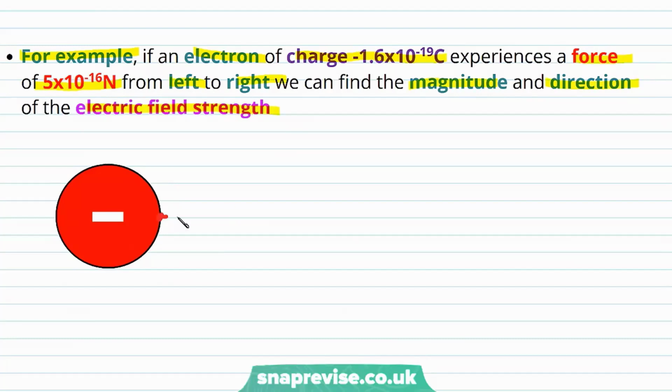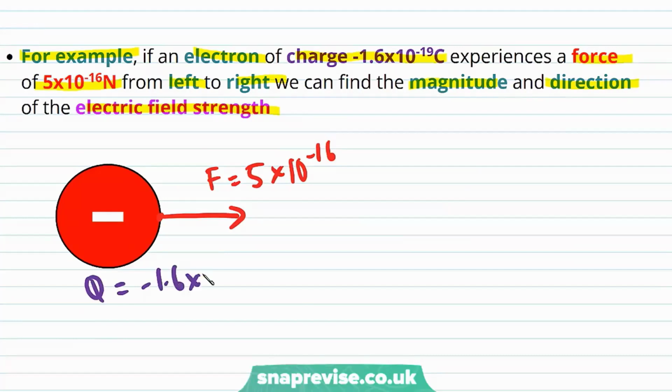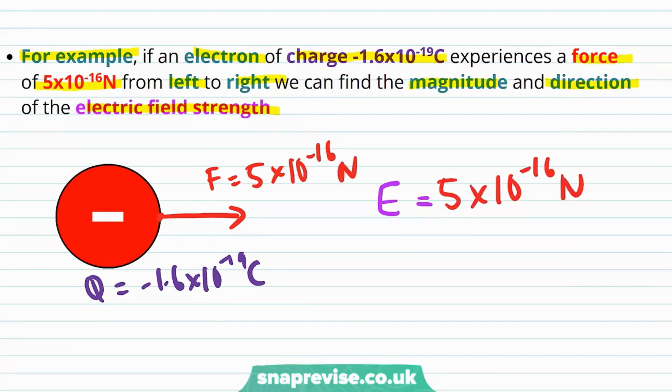We know that the force on the electron is equal to 5 times 10 to the minus 16 newtons from left to right, and the charge of the electron is minus 1.6 times 10 to the minus 19 coulombs. So our electric field strength E is equal to this force, 5 times 10 to the minus 16 newtons, divided by the charge, which is minus 1.6 times 10 to the minus 19 coulombs.